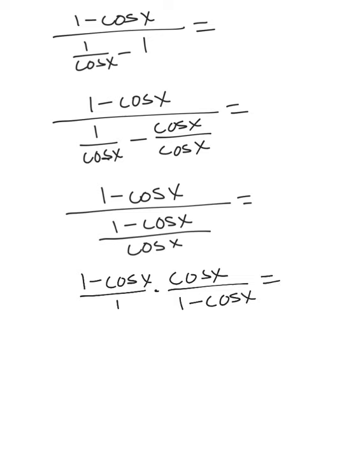In looking at what I have here, notice that I have a 1 minus cosine of x over a 1 minus cosine of x. So I'm going to cancel that out, and I am left with cosine of x over 1, which is just cosine of x, which equals the cosine of x, which was our goal. So our proof is complete.